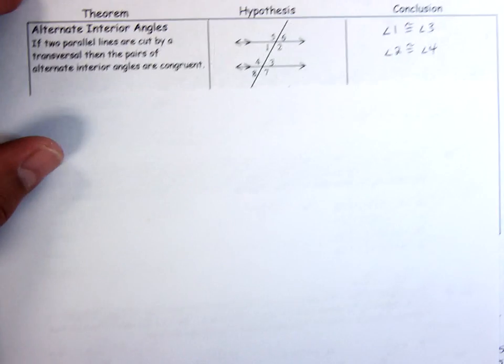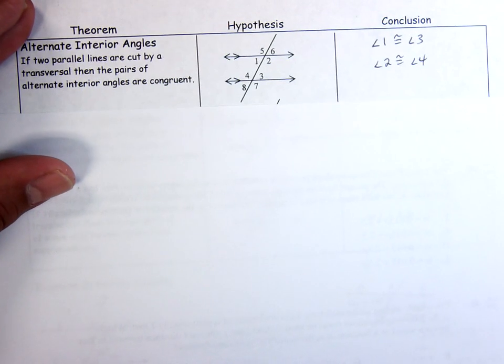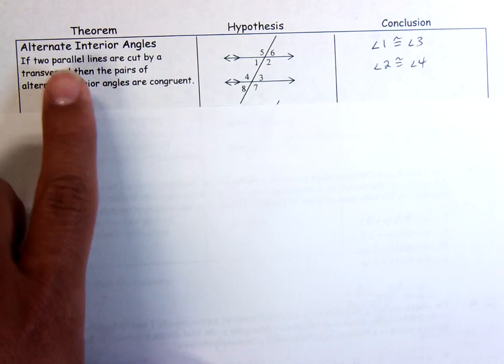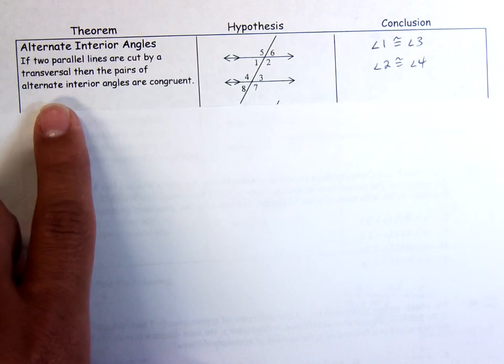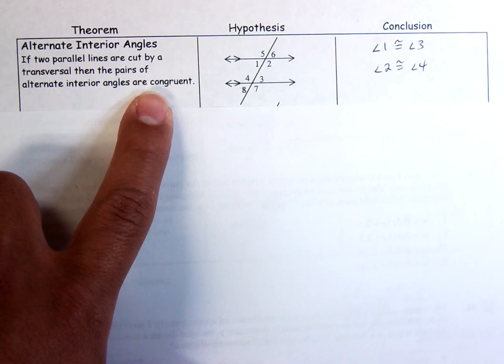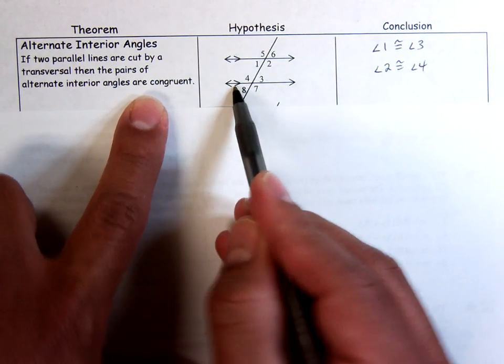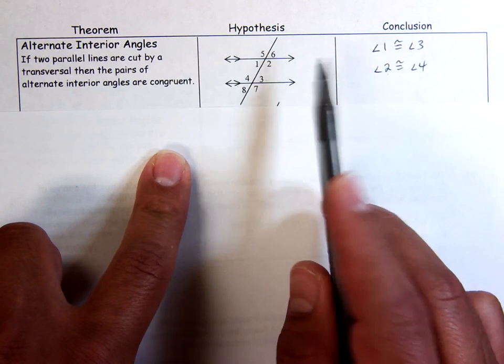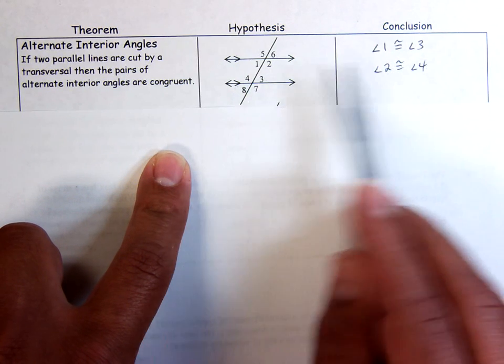Let's flip. Alright, next set of angles. Again, we've talked about these. Now we got to see what they look like with parallel lines. So alternate interior angles. Again, if my lines are parallel, then my alternate interior angles are congruent. So again, double sets of arrows, which means angle 1 and angle 3, angle 2 and angle 4, my alternate interior angles are congruent.